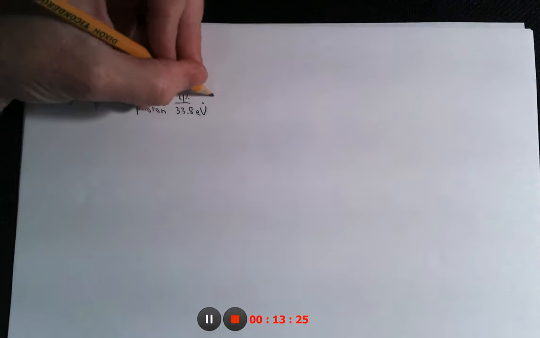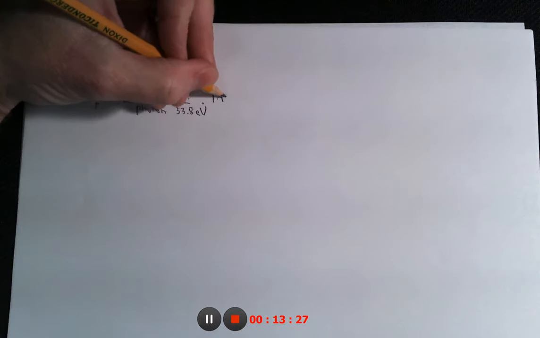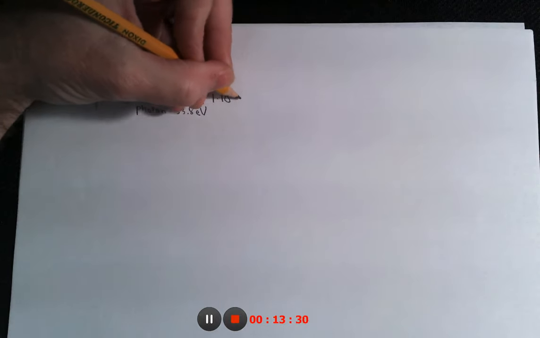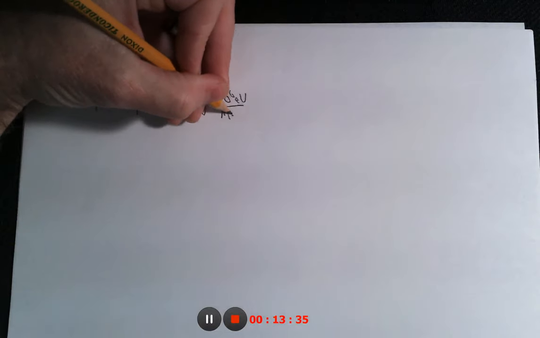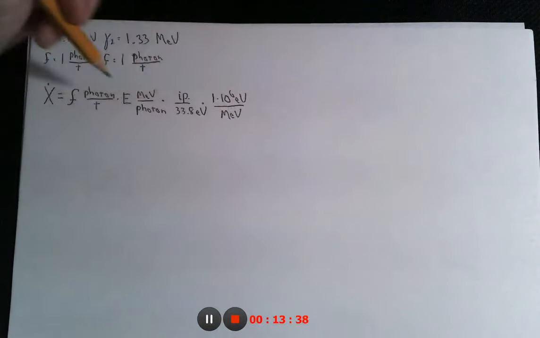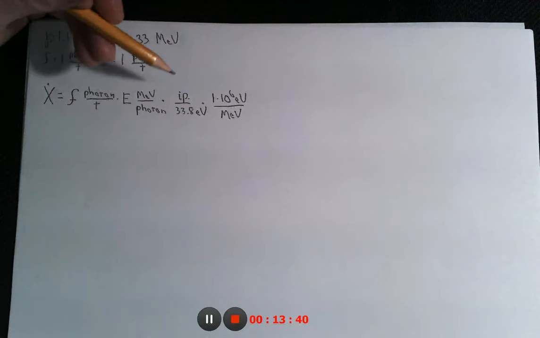So that basically means that for every photon that's coming out, in order to make an ion pair, and this is defined for air, it's got to expend 33.8 electron volts. And then since we're down in electron volts here and mega electron volts here, let's throw in a conversion, 1 times 10 to the 6 electron volts per mega electron volt. Okay, so that way those will all cancel out, and we're going to be left with ion pairs per transformation.